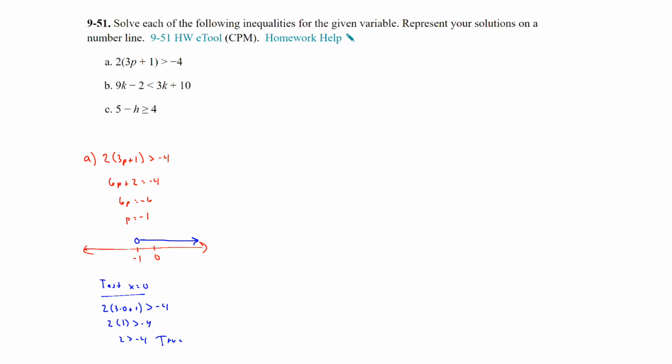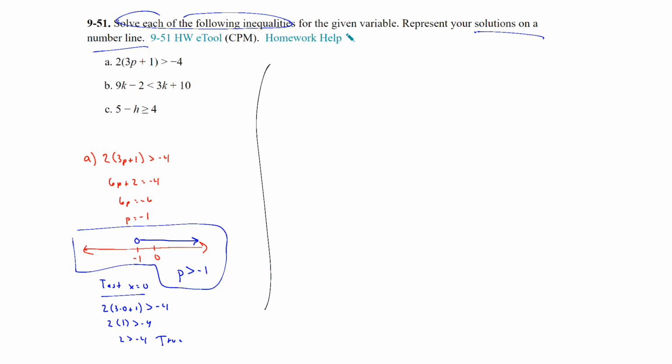So what are those values? Well, these are the values of p that are greater than negative 1. All of this is part of your solution because it wants us to solve and also represent your solutions on a number line. So you need both parts.